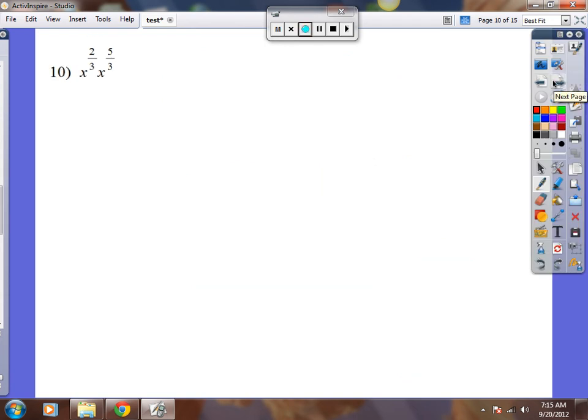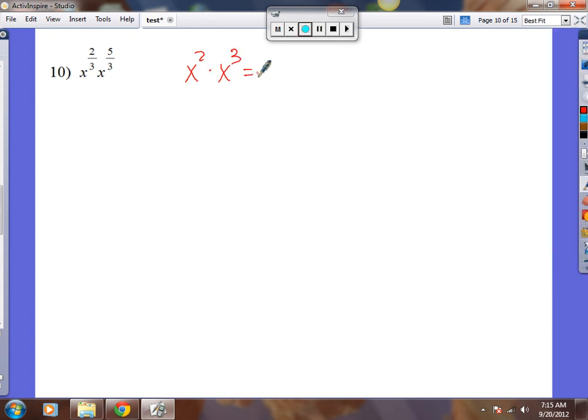Okay, 10. This one is pretty cool. X squared times x cubed equals x to the 2 plus 3 equals x to the 5. So all you do when you have powers, if you're multiplying powers, you add the exponents. So this is going to be x to the 2/3 plus 5/3. All you do is add those. So it's going to be x to the 7/3.